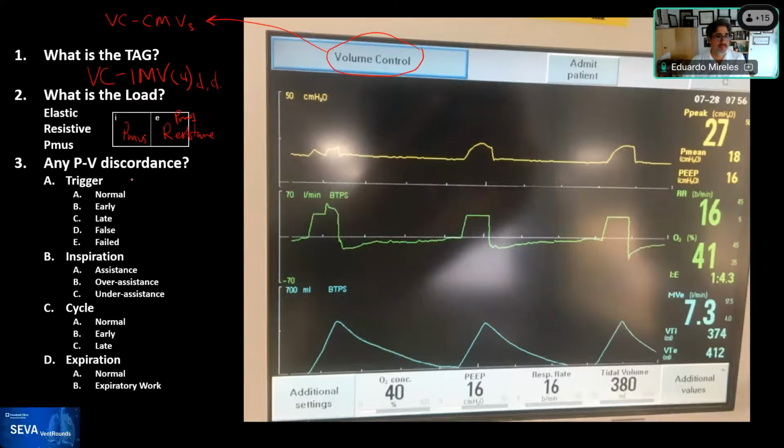So now we move on to PV discordance. So let's talk about the trigger. What do we see in terms of trigger? So is it normal, early, late, false, or failed? We know there's PMUS, so something is going on here.